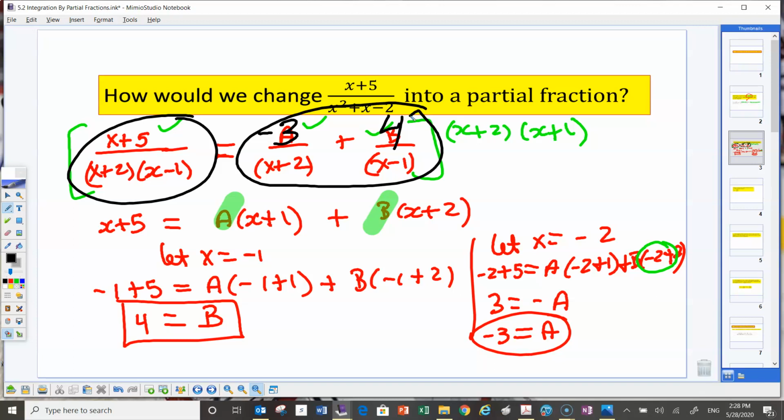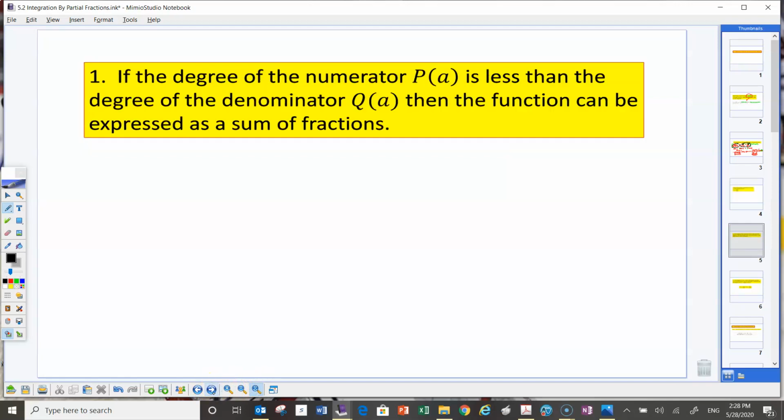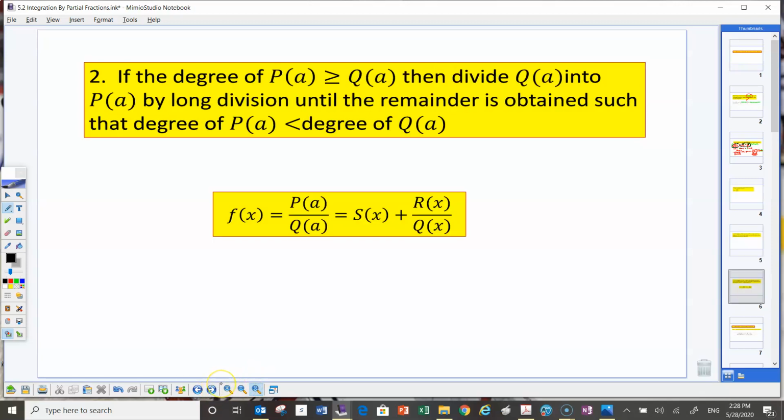So that's the first process we have to be able to do in order to integrate these rational functions. Now there are a few things to consider when trying to express a function as a sum of simpler fractions. First of all, if the degree of the numerator is less than the degree of the denominator, then the function can be expressed as a sum of fractions, just like we did in the previous question. If the degree of the numerator is greater than or equal to the degree of the denominator, then we need to do some long division to get a polynomial plus a rational function that can be integrated.